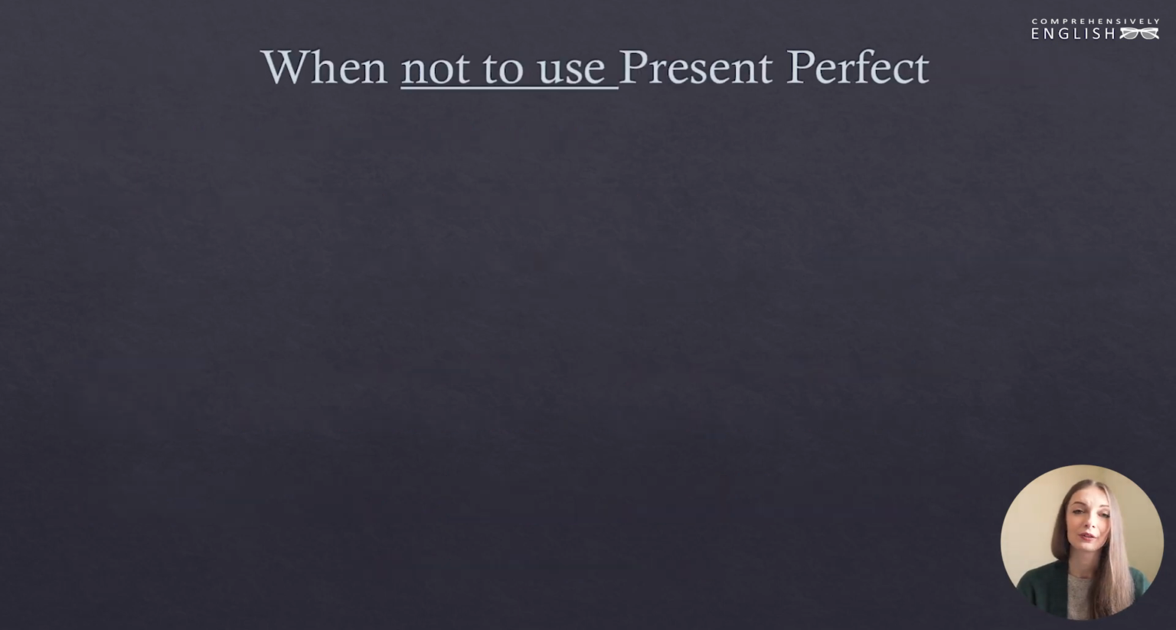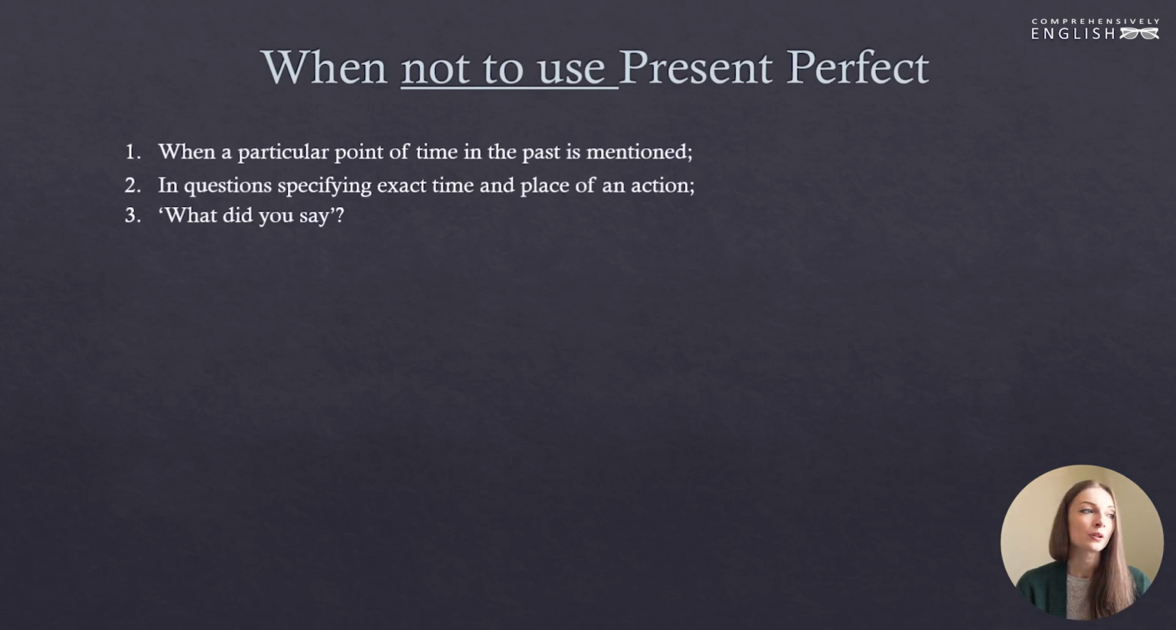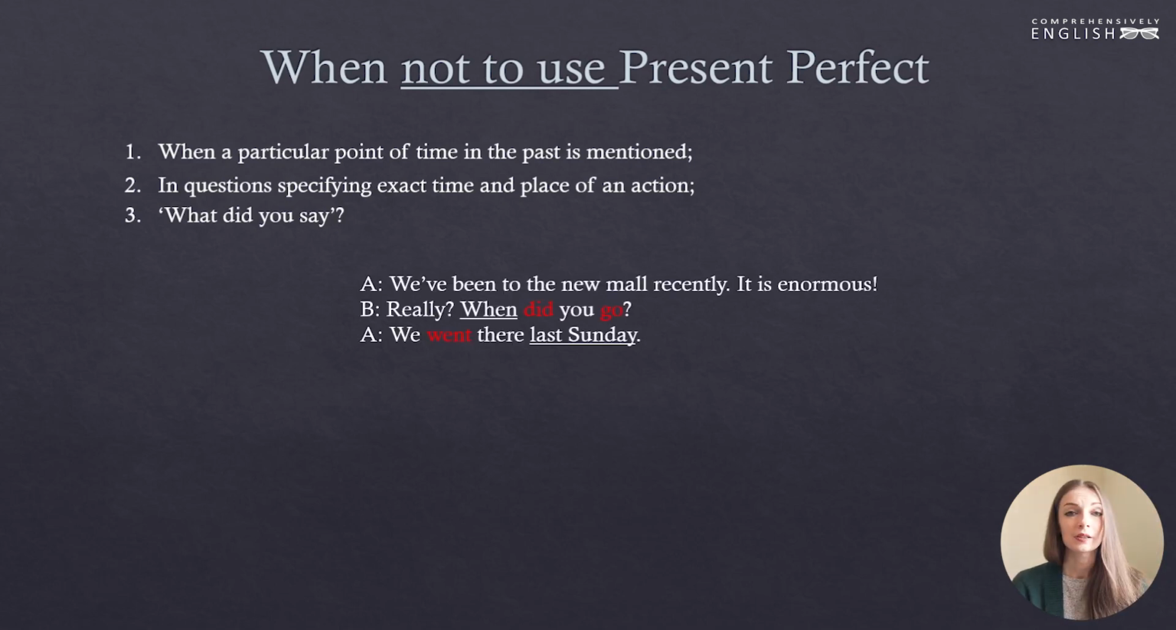Now let's talk about those situations where you must avoid using the present perfect tense: when a particular point of time in the past is mentioned, in questions specifying exact time and place of an action, and in the phrase what did you say and similar. Let's look at this dialogue. I've been to the new mall recently. It is enormous. Really? When did you go? We went there last Sunday.